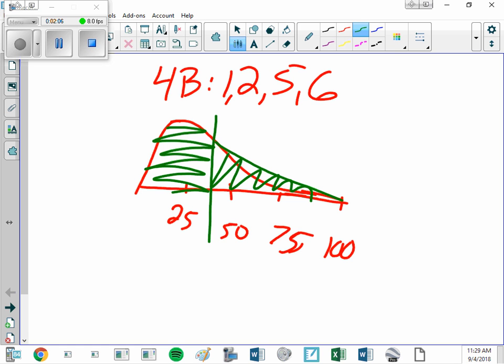Okay, what about in B? They're going to be the same. And C, what is it going to be? The median is left of the mean. How come? So this one is the average, and the mean, or the median, is going to be to the left.